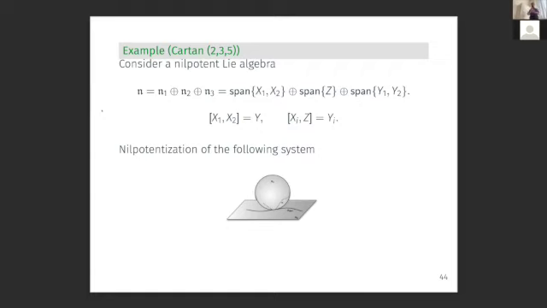The way this first appeared is you can think of the following setting. You roll a ball on the table. Now, where you are on the ball, that's 2 coordinates. Where you're on the table, that's also 2 coordinates. And then you can twist the ball like this. That's a 5th coordinate. So that's a 5-dimensional system.